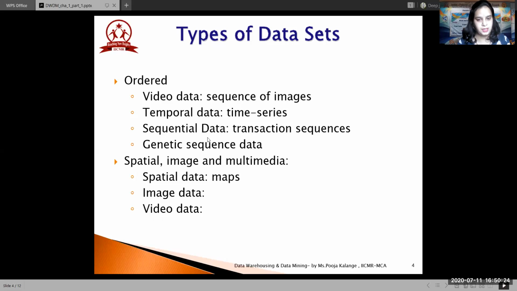Then we have the sequential data. Sequential data deals with transaction sequences. If you consider any ATM transaction, you know that first you put in the card, you enter your PIN number, then you enter the amount, and then you withdraw the money. It's not the case that you can withdraw the money without entering the PIN. That type of data is said to be sequential data. Now, what is genetic sequence data? Genetic sequence data is the sequence related to some genetic algorithm. This is a more advanced part which we'll be covering in our further chapters.